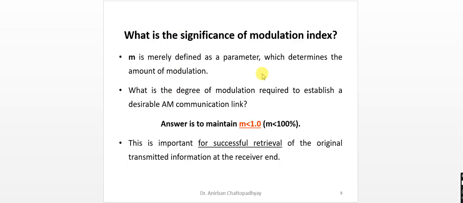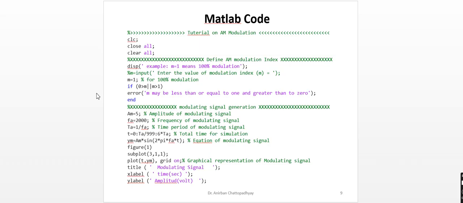So the significance of modulation index, in short, we can say m is merely defined as a parameter which determines the amount of modulation. Always remember, we prefer modulation index less than 1. The ideal condition is m equal to 1. This is important for the retrieval of the original message signal.